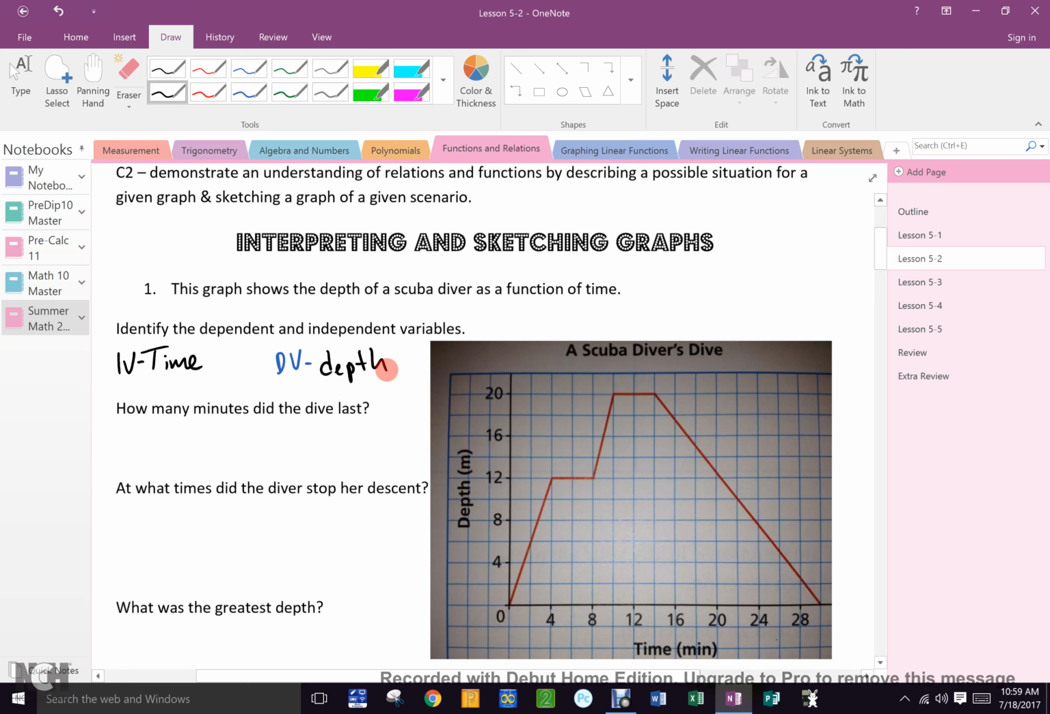Now, let's make sure we can actually read that bad boy. How long did the dive last? 30 minutes. How do you know that, Brooklyn? Because on the graph, you were back at a zero depth out here at 30 minutes. And you can quite plainly see every square is 2 minutes.